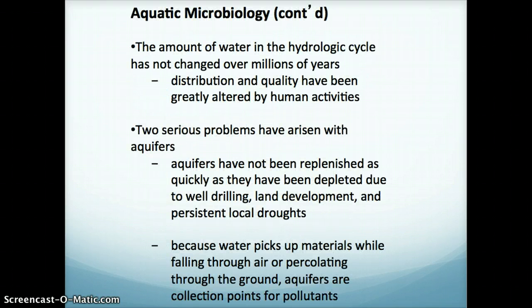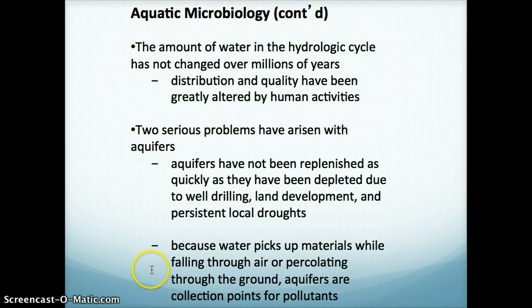So when we talk about the hydrologic cycle, the cycle of water, the actual amount of water in that cycle has not changed over millions of years. What has changed, though, is the distribution of water and the quality of water, and these have been altered by human activities. The most serious problems that have arisen with aquifers are that they have not been replenished as quickly, due to the fact that they get depleted through well drilling, land development, and persistent local droughts. So our aquifers are not replenishing as fast.